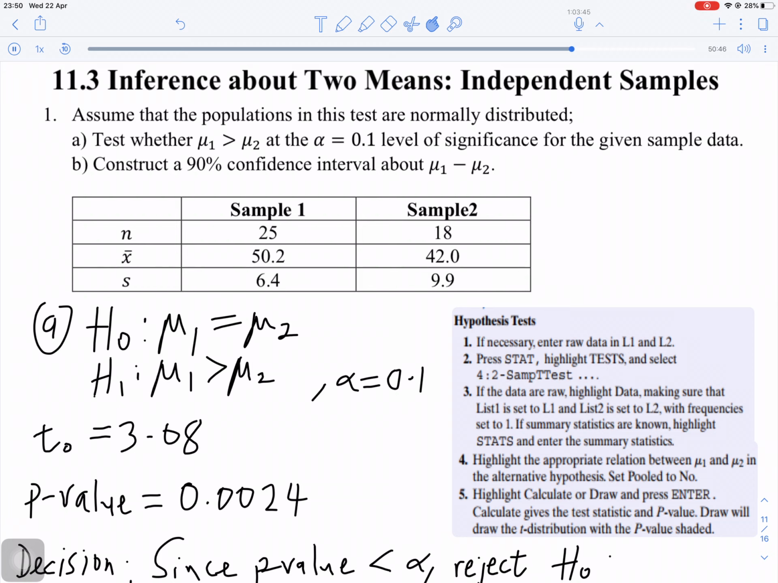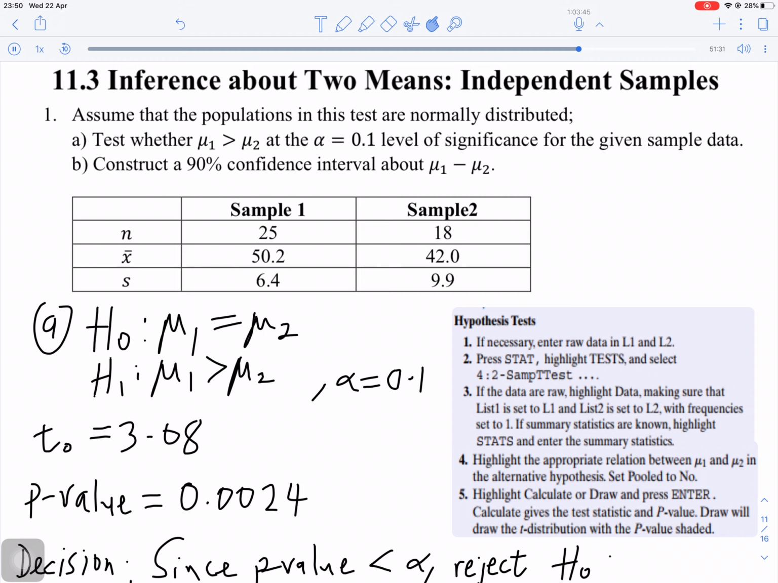In this area, because we don't have the raw data, we just go to Start, and then go to Tests. In this case, we go to two sample t-test. Because you have the summarized values, you specify x1 up to the standard deviation of sample 2, and the sample size of sample 2.